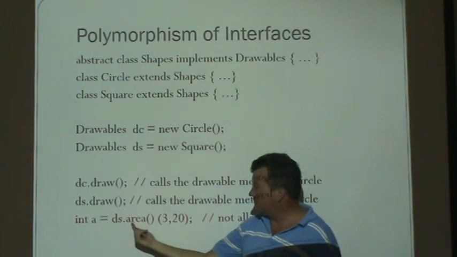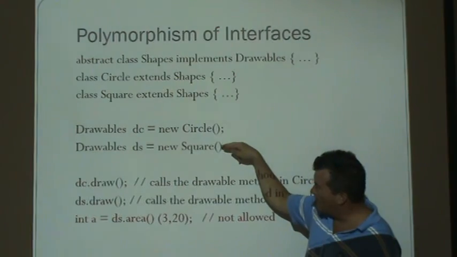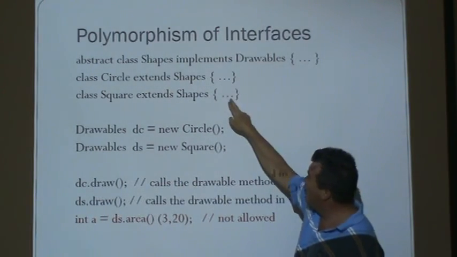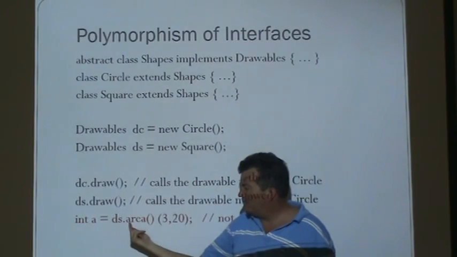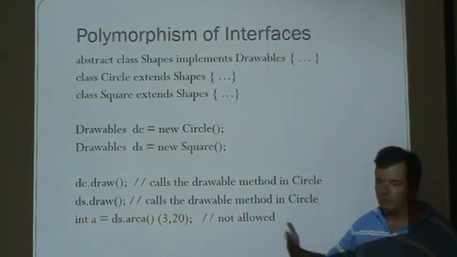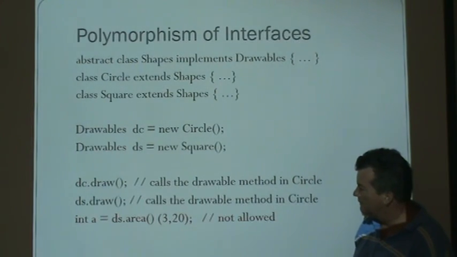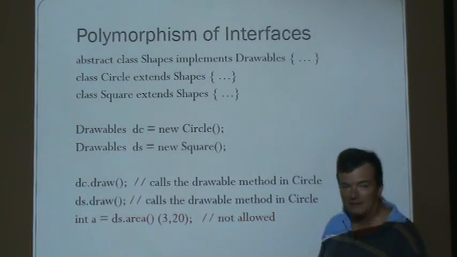But yeah, I guess I should have said in this slide, area is a function within the square class, but not in drawable. So the compiler won't know if the area function applies to that object or not. So it won't compile. So when you make an object using the drawables interface, the only actions you can do on DC or DS would have to be in drawables. Right, exactly, that's important.